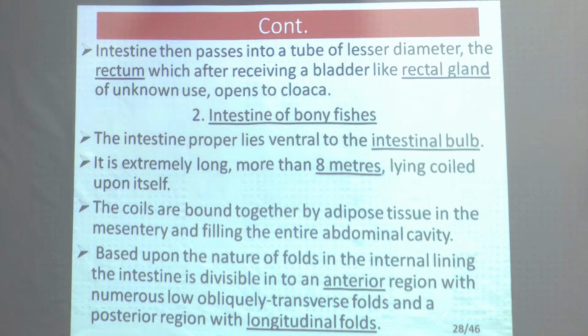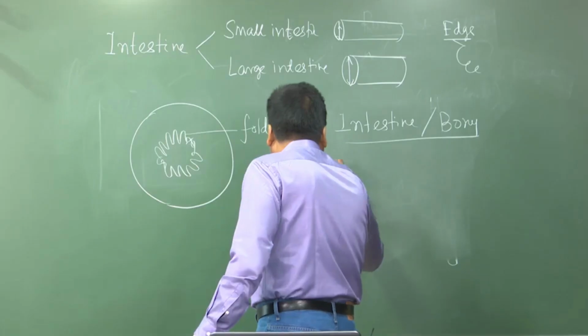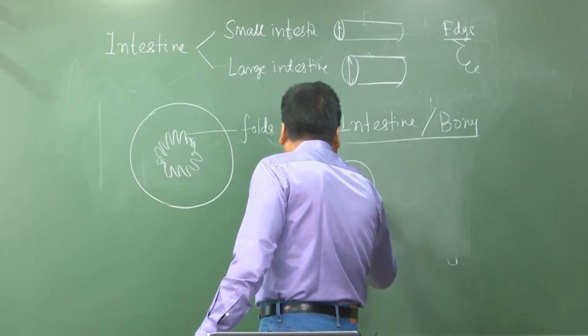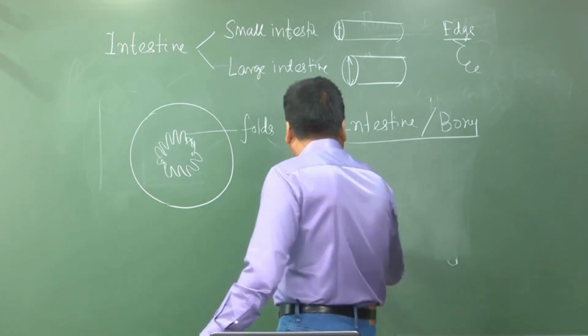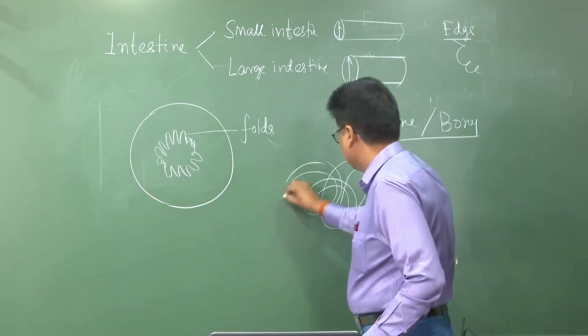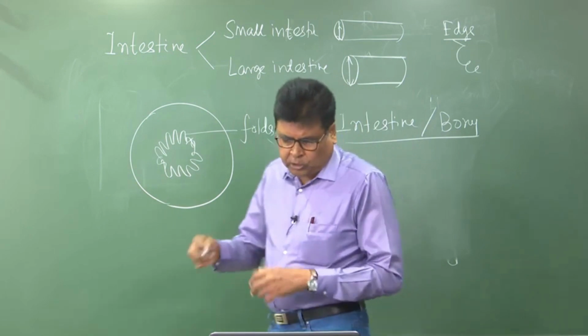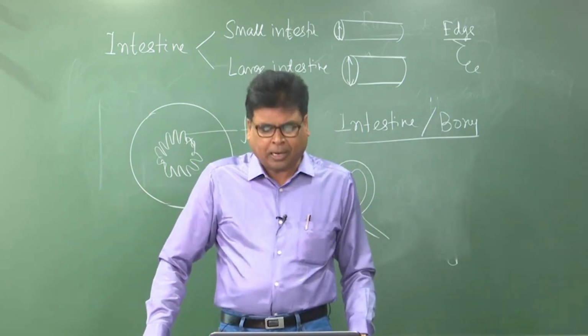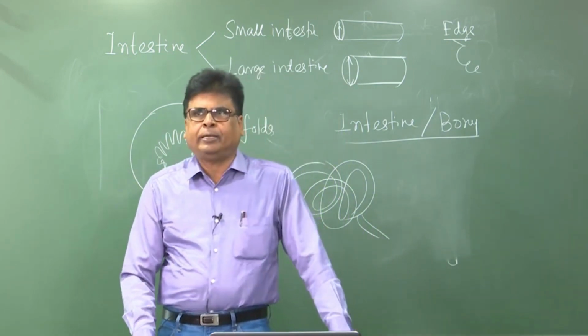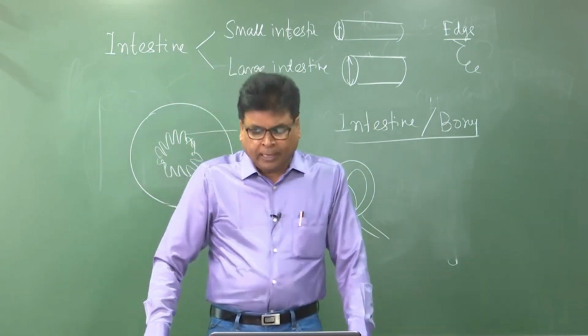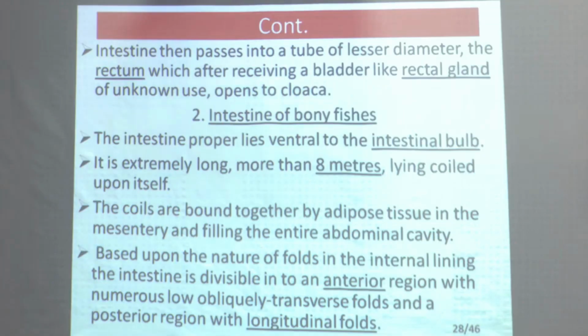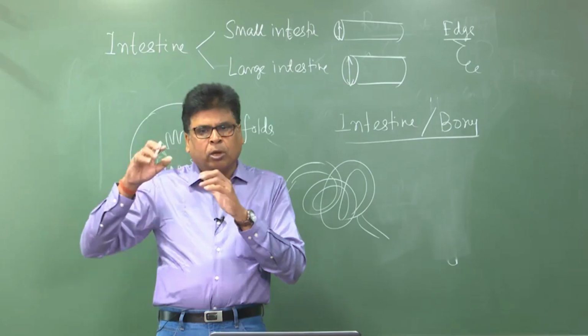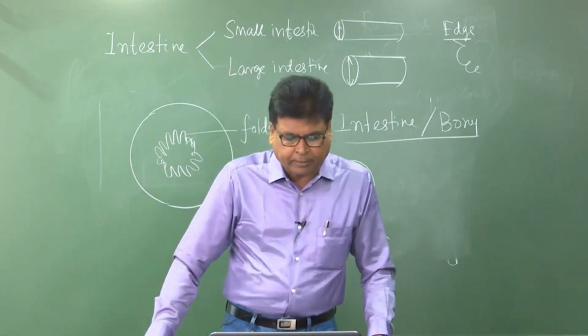The coils are bound together. So, for example, this is the intestine, you see. This intestine will coil. So, this is the coiling. The coils are bound together by adipose tissue in the mesentery and fill the entire abdominal cavity. That means the abdominal cavity of the fish is mostly occupied by this intestine.